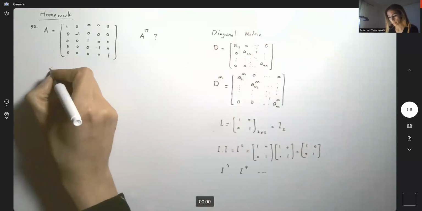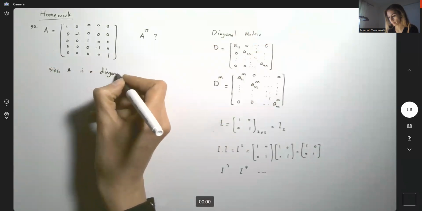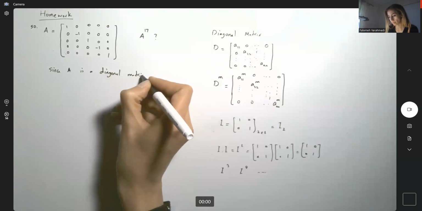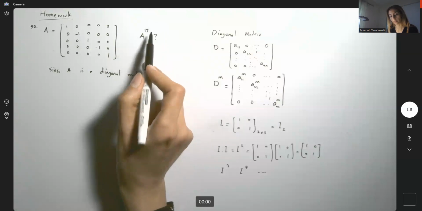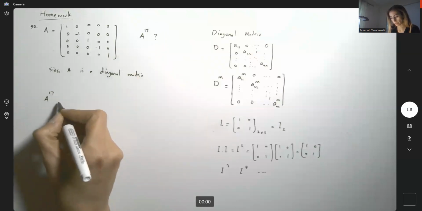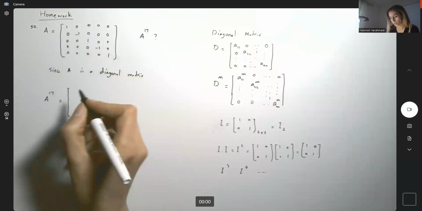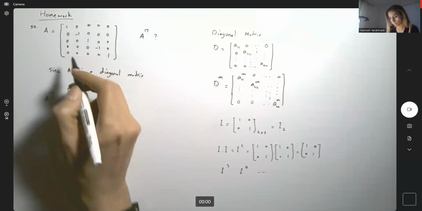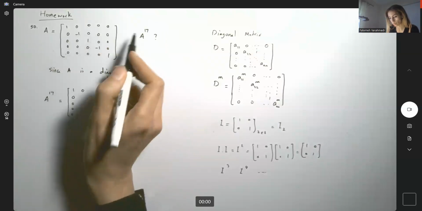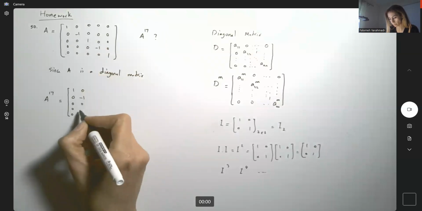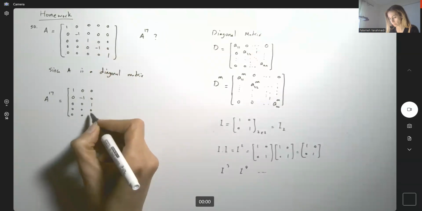We're going to say that, hey, since A is a diagonal matrix, I'm going to just take the elements on the main diagonal to the 17th power. So A to power 17 is equal to 1 raised to power 17, which is just 1. The rest of the elements, 1, 2, 3, 4. Then you have 0, negative 1 to power 17 becomes negative 1, 0, 0, 0. And then you have 0, 0, 1 to power 17 is 1, 0, 0.